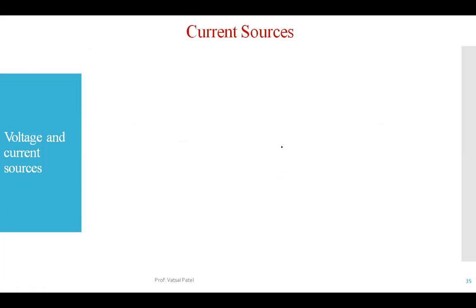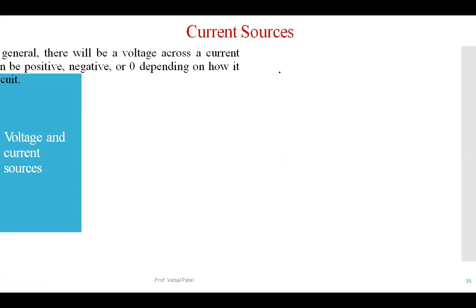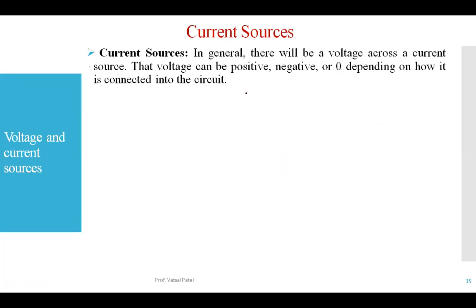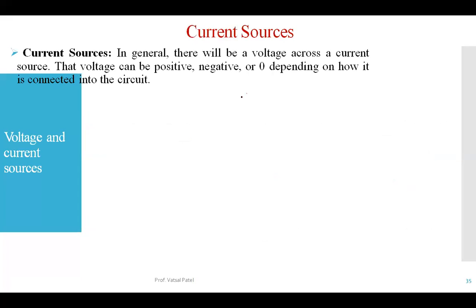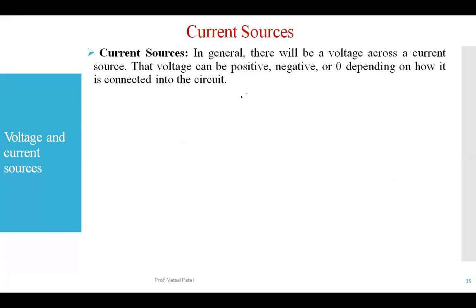Now the second source is the current source. In general, we can say there will be a voltage across a current source. If you compare this with the voltage source, there will be current flowing through a voltage source, but for the current source there is the voltage across it. That voltage can be positive, negative, or zero, depending upon how it is connected into the circuit, just like the previous part.